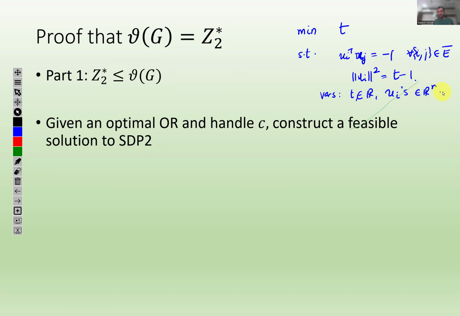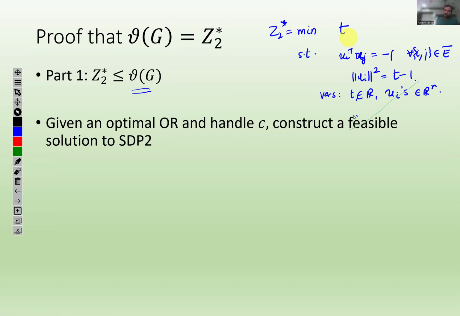Okay, so the first claim I want to make is that Z2 star, which is the optimum of this, is actually at most theta of G. Now, how would you actually do this? Notice that Z2 star is the optimal value of a minimization problem. And therefore, I'll start with the optimal orthonormal representation for theta of G, and using that, construct a feasible solution to this optimization problem.